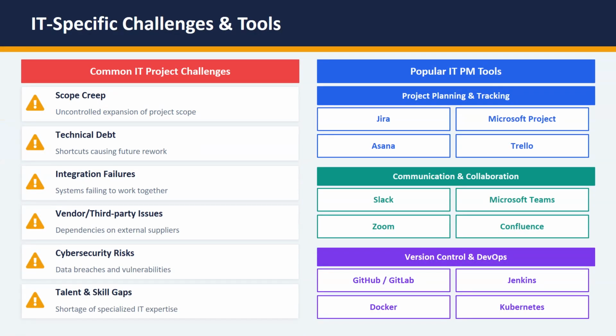IT projects face challenges such as scope creep, technical debt, integration failures, vendor issues, cybersecurity risks, and talent gaps. Popular tools include Jira, Microsoft Project, Asana, Trello for planning, Slack, Teams, Zoom for communication, and GitHub, Jenkins, Docker for version control and DevOps.